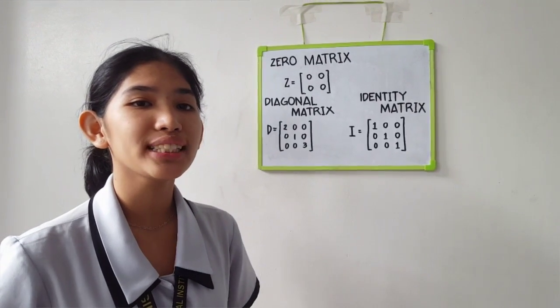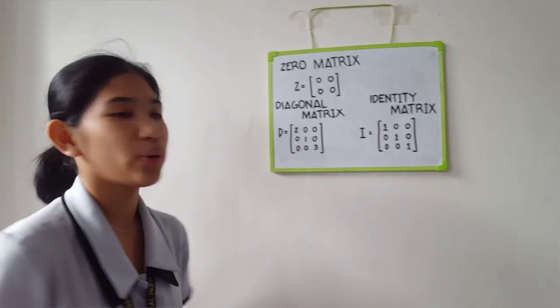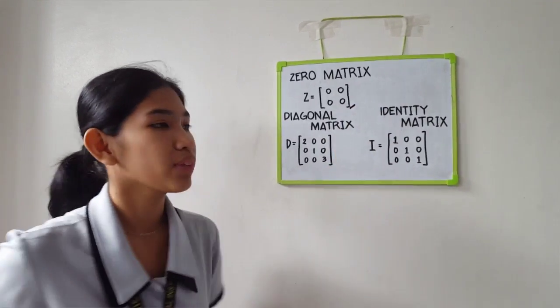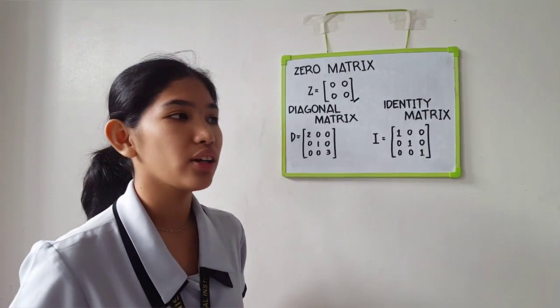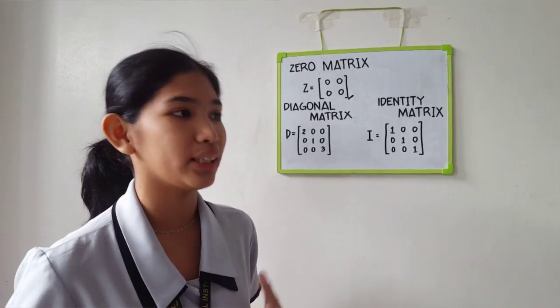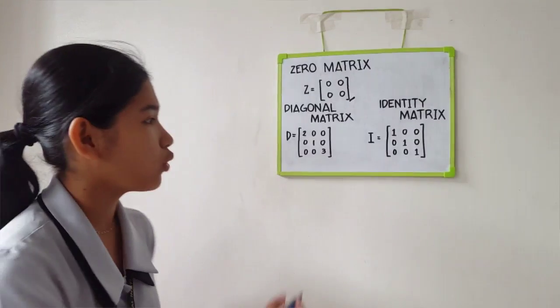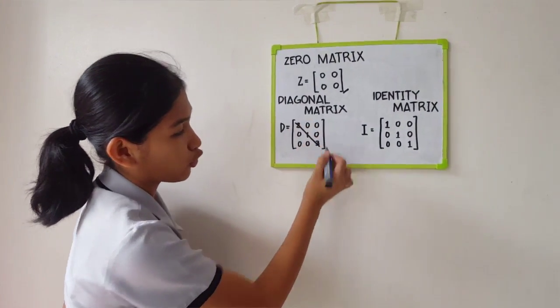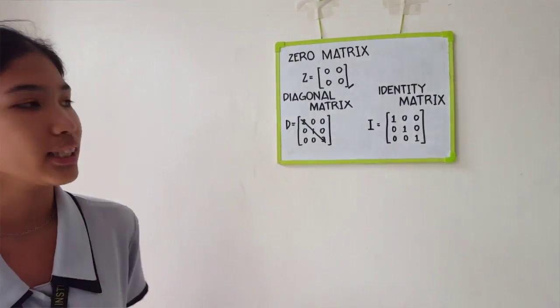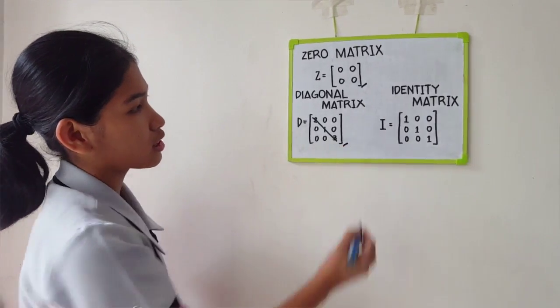Zero matrix. The numbers inside the bracket are all zero. So here's an example of a zero matrix. Diagonal matrix. The diagonal matrix forms one diagonal line wherein the other numbers are all zeros. So here's the diagonal line that forms in this matrix. So this is the diagonal matrix.